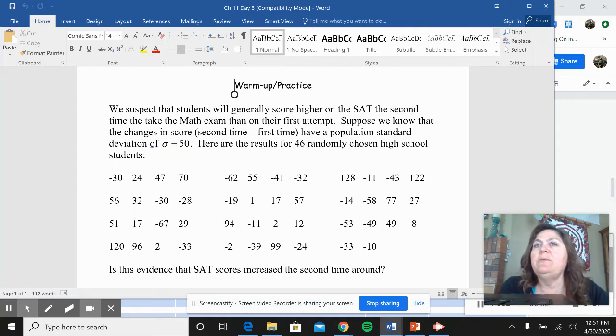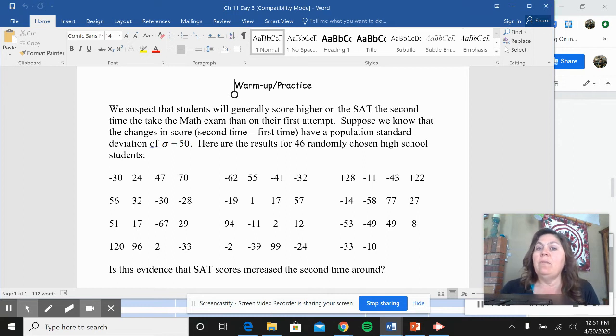Okay. Suppose we know that the changes in score, and here these are the second time minus the first time, have a population standard deviation of sigma equals 50. So remember, right now we're just starting with means where we know sigma, although we understand that's highly not as likely. But in this case, you're given sigma. So we know we're going to use Z statistic. We're going to do a one sample Z test for means. So there's a result here for 46 randomly chosen high school students. And then it asks you to answer this question. Is this evidence that SAT scores increased the second time around?